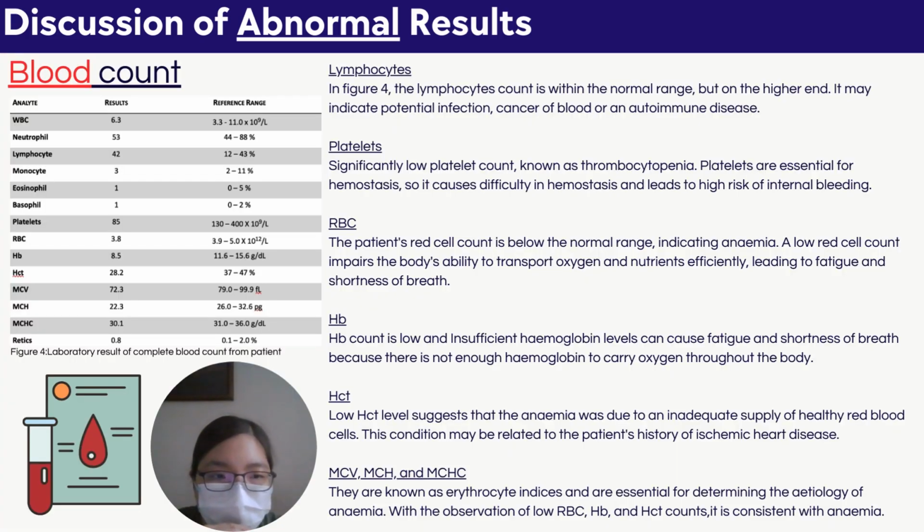In this slide, the complete blood count is being tested and the patient's lymphocyte count is on the higher end of the normal range, which might indicate an infection, autoimmune disease, or even cancer. It's shown that she has a low platelet count, known as thrombocytopenia, which can increase the risk of bleeding. Additionally, the red blood cell count and hemoglobin levels are low, indicating anemia. This can affect the body's ability to transport oxygen, leading to fatigue and shortness of breath.